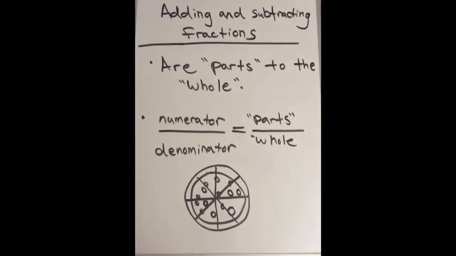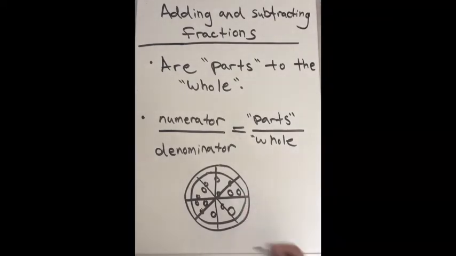Another way we can look at fractions is to consider them parts to the whole. What this means is that we have as the numerator and denominator here, the numerator represents the parts, or how many pieces there are, while the denominator represents, well, how many whole pieces there are.